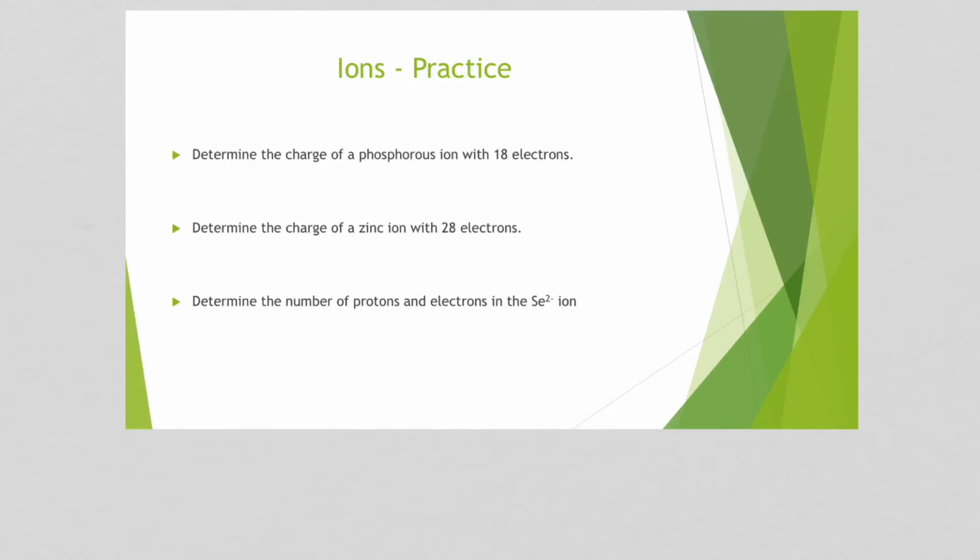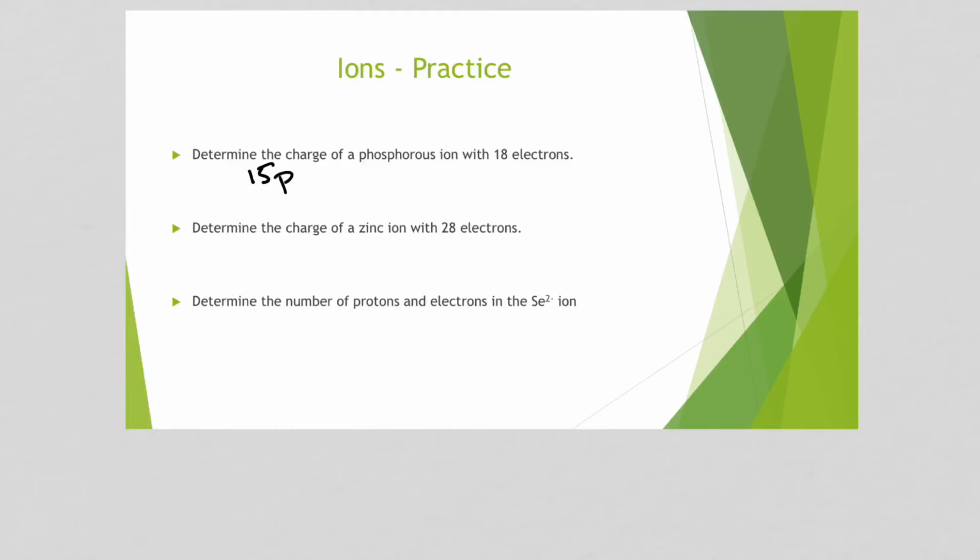So let's do a little practice here. Let's think about ions and determining the number of electrons, protons, charges, etc. So let's look at a phosphorus ion that has 18 electrons. If we take a look at the periodic table, this is where we're going to go first. We're going to look at phosphorus, and we see that phosphorus is atomic number 15, so it has 15 protons. Generally speaking, it would also have 15 electrons.